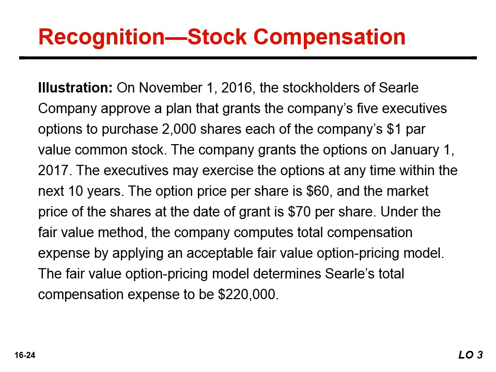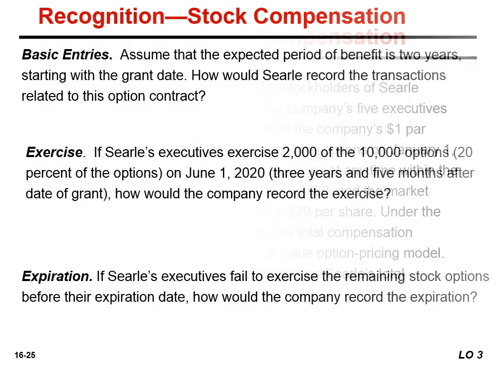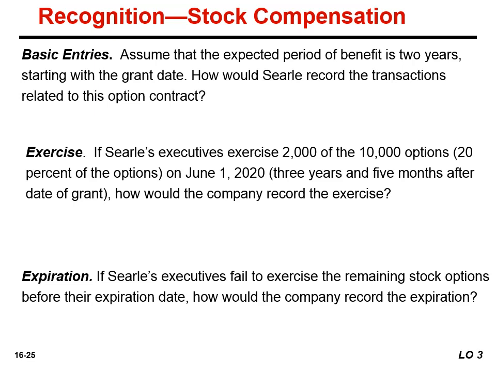Under the fair value method, the company crunches out the total compensation expense by applying an acceptable fair market value option pricing model, and that determines the total compensation expense of $220,000. Now, November the 1st, they approve the plan and grant the options, and they're going to be for 2 years, and we'll see why on the next slide. Start your basic entry. Assume the expected period of benefit is for 2 years starting with the grant date. How do they record the transactions?